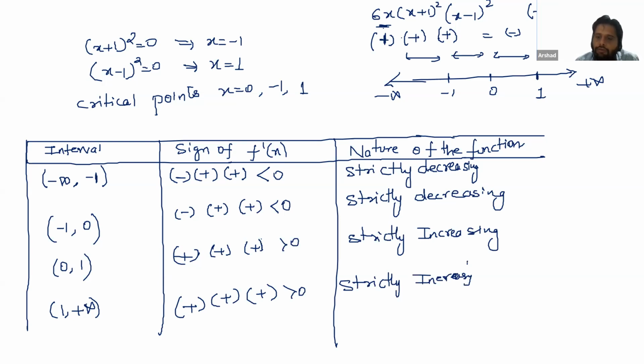Okay, so let me again check the answers. Atif, you're getting minus infinity to minus 1 strictly decreasing, and minus 1 to 0 also, and 0 to 1, 1 to infinity strictly increasing. Good, Atif, I'm sorry. Okay, your answer is correct. Noma, strictly increasing at, no, Noma, please again check your answer.